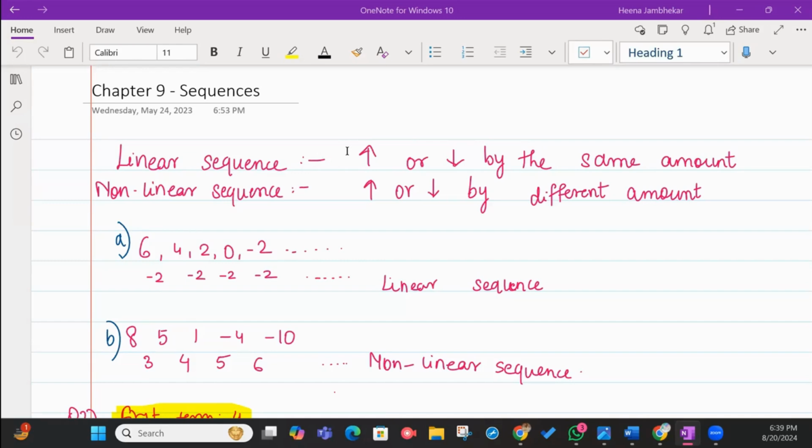It could be multiply by 2, multiply by 2, divide by 2, divide by 2. Or it could be anything, but it increases or decreases by the same amount. Are we understanding this? Okay.